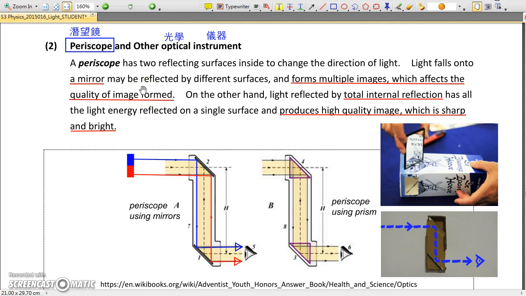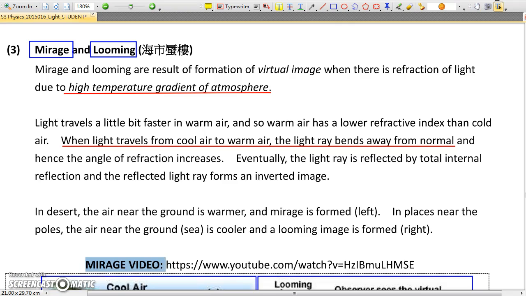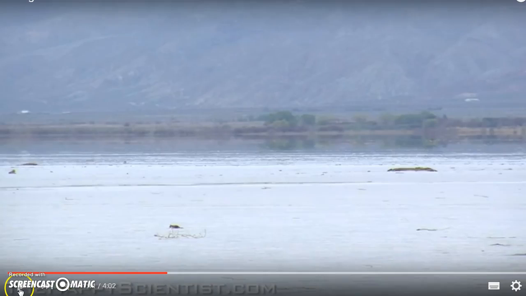On the other hand, by using a prism, total internal reflection will produce a high quality image, which is sharp and bright. However, a periscope produced by using prisms will be a bit heavier, and of course it is more expensive. The next application is called mirage and Newman. The YouTube video below shows you some sense of mirage and Newman.